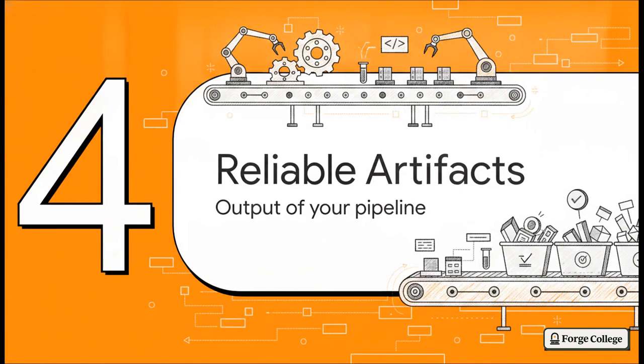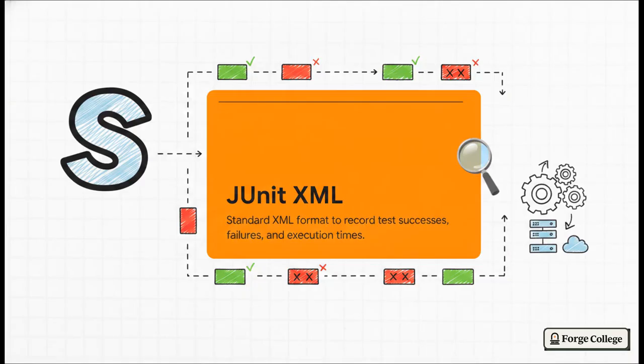Next up is Section 4, Generating Reliable Artifacts, which is all about the output of your pipeline. Let's walk over to the output bins at the end of our automated assembly line and inspect what we've actually produced. The absolute most crucial point here is format. We do not want a giant wall of unstructured text. We want JUnit XML. This is a standardized, highly structured format that records exactly which tests passed, which failed, and exactly how long they took. We configured our test reporter to convert all that messy console text into this neat XML package, which is universally understood by pretty much every automated system out there.